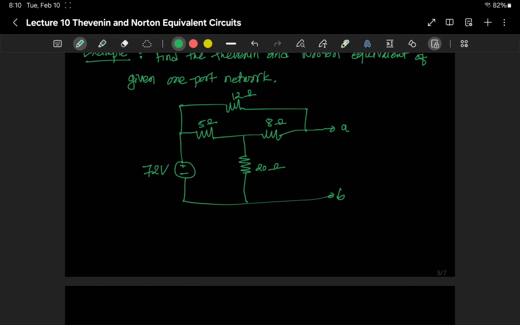Can we apply a source transformation to this circuit? One thing to note is that these resistors are not directly in series, so there is another branch coming from this 5 ohm. So the 5 ohm and 72 volt don't make a practical voltage source or Thevenin equivalent source. So we cannot do source transformation directly here. What we can do is solve for this open circuit voltage here.